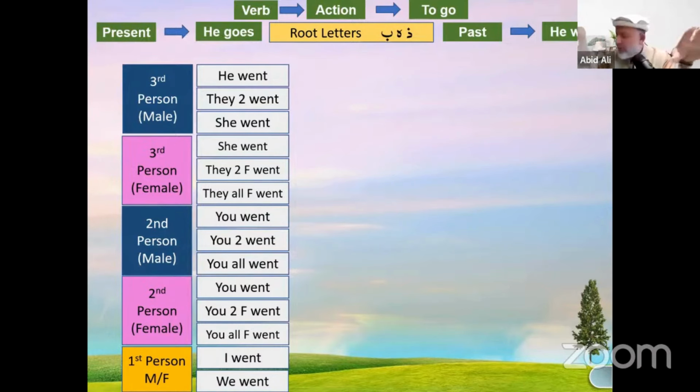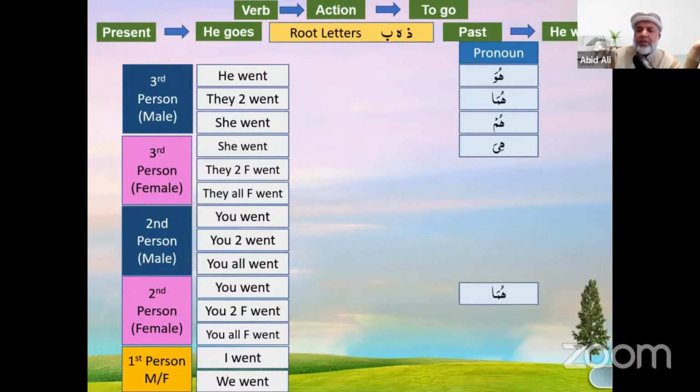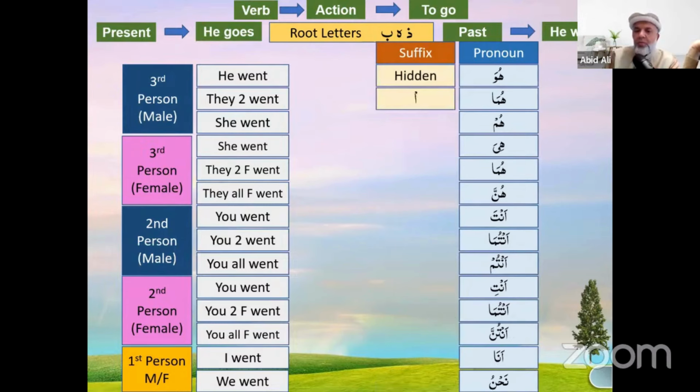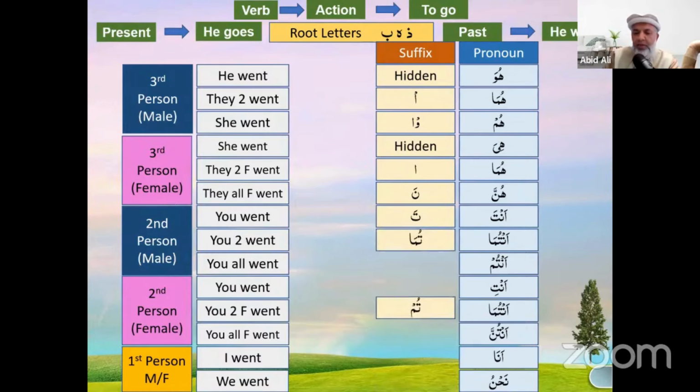Then if you know your pronouns: huwa, huma, hum, hiya, huma, hunna, anta, antuma, antum, anti, antuma, antunna, ana, nahnu. Very easy. If you do it a few times, looking at yourself in the mirror, you will have no problem memorizing that. And then you will understand what this means. These are the pronouns. Then for the past tense, we need suffixes. Huwa, no problem. Huma, alif. Hum, waw alif. Hiya, no problem. Huma, alif. Hunna, noon. Anta, ta. Antuma, tuma. Antum, tum. Anti. Didn't I say that it's like a game? If you're playing a game and you know the rules of the game, then it becomes easy.